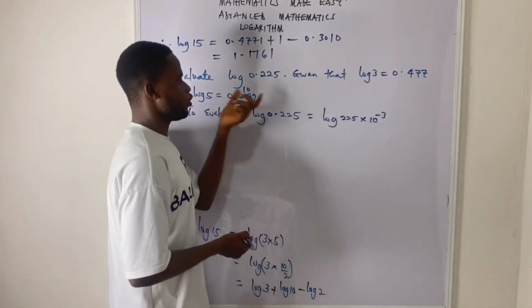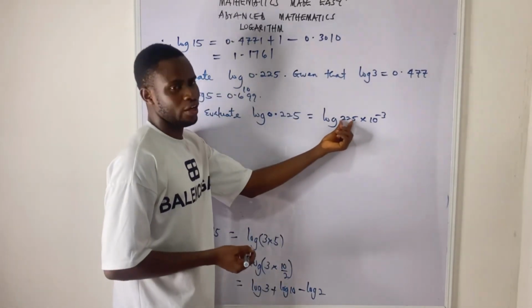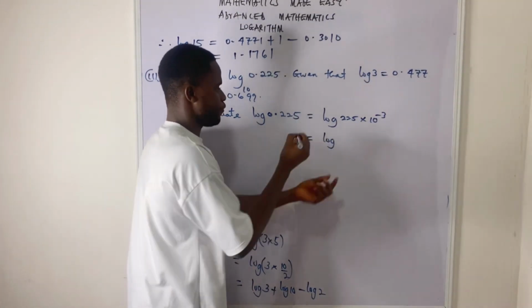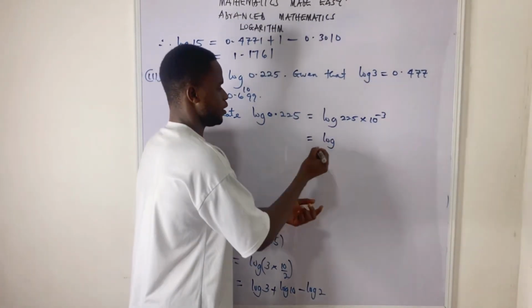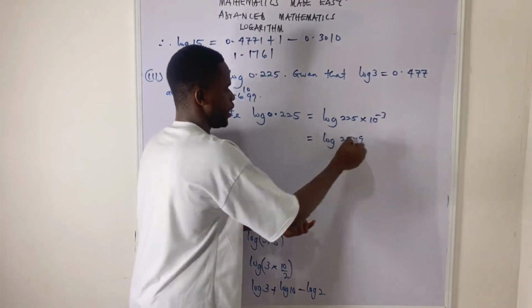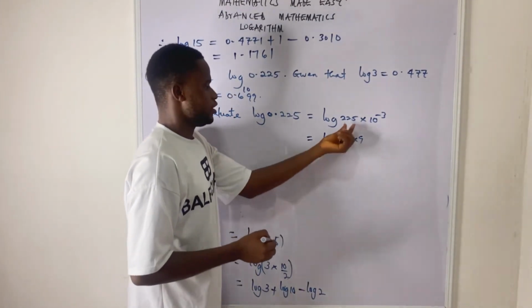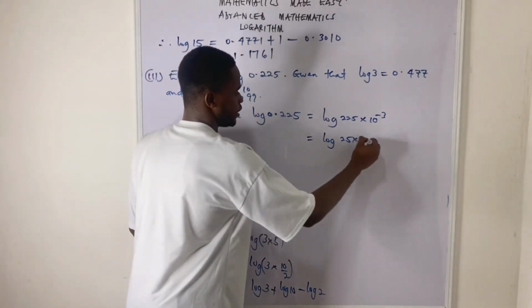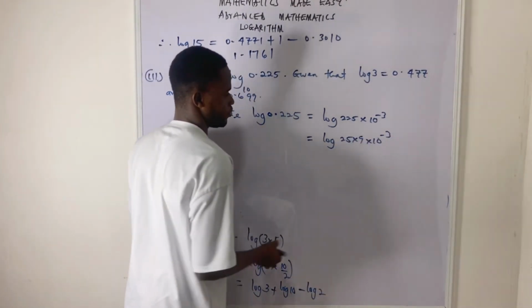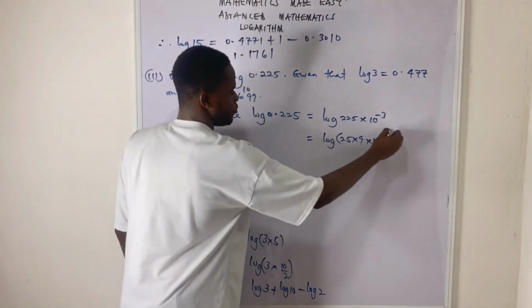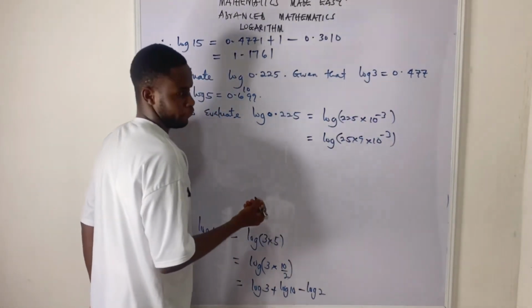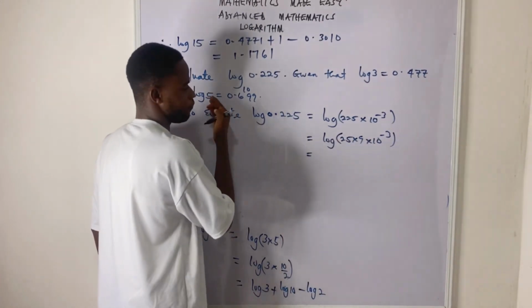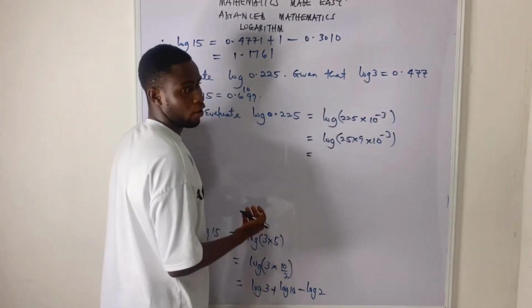So from the given logarithms, we are seeing 3 and 5, and you are seeing 225 there. Now you should expect 225 to become something like 25 times 9, because 25 times 9 is going to give us 225. I believe you can see that now. Then times 10 raised to the power minus 3. So from here you can separate and simplify, since you can express 25 as a power of 5 and you can express 9 as a power of 3.